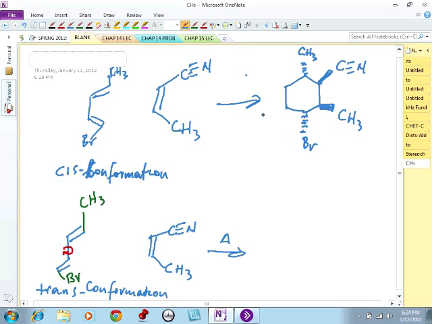So, oh, I'm sorry, thank you. Okay. So the stereochemistry of the starting material are preserved in the product, in the Diels-Alder product. Okay. So if you start with a dienophile that is cis, the substituent will also be cis in the product. If you start with a diene that's trans, the substituent will also be trans in the product.